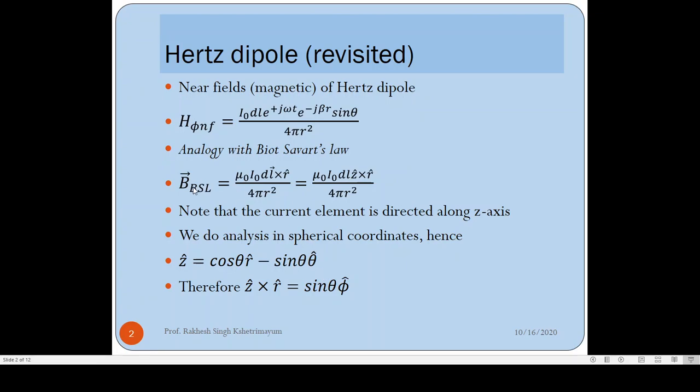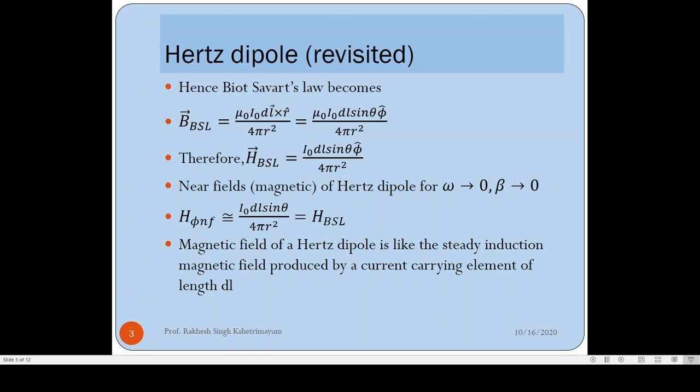So we can find out the magnetic flux density using the Biot-Savart's law for a small current carrying element directed along the z-axis simply as this: mu 0 I 0 dl sine theta phi hat divided by 4 pi r squared. But now we are interested in the magnetic field intensity. Magnetic flux density is related to the magnetic field intensity as B is equal to mu H. So I can find out magnetic field intensity using the Biot-Savart's law as I 0 dl sine theta phi hat divided by 4 pi r squared.